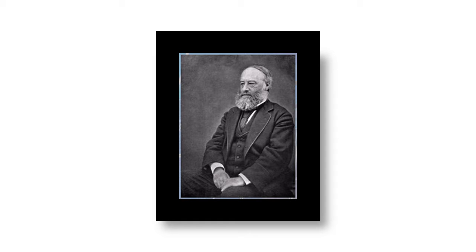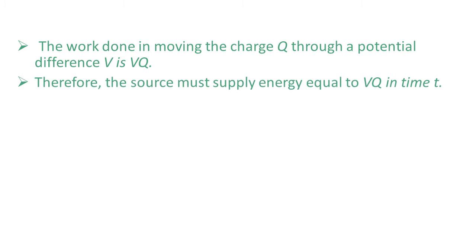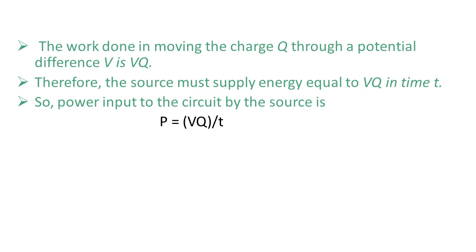Let an electric current I be flowing through a resistor having resistance equal to R. The potential difference across the resistor is equal to V, and the charge Q flows through the circuit for time t. Then the work done in moving the charge is V into Q. Therefore, the source must supply the energy equal to VQ in time t. So, the power input to the circuit by the source is P equals VQ by t, and hence P equals VI.